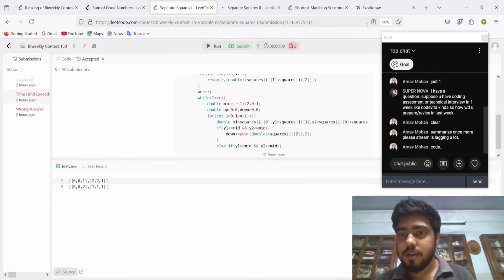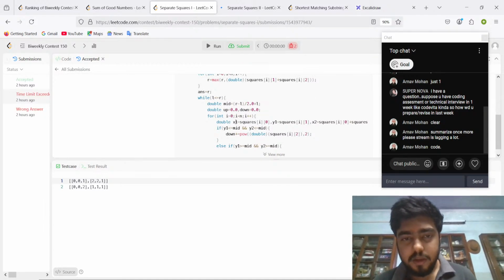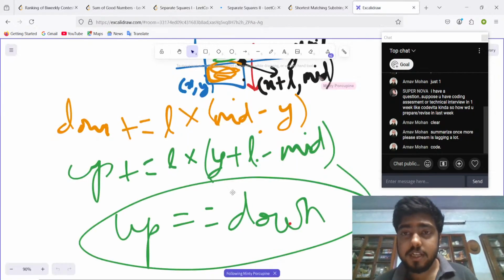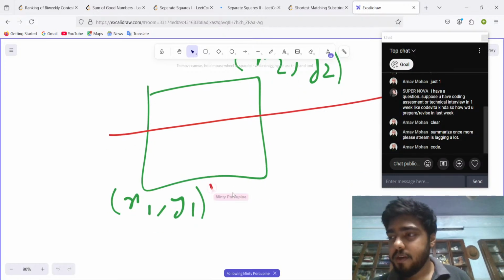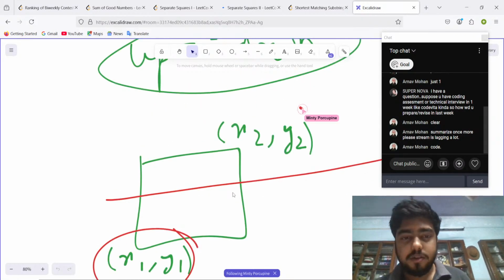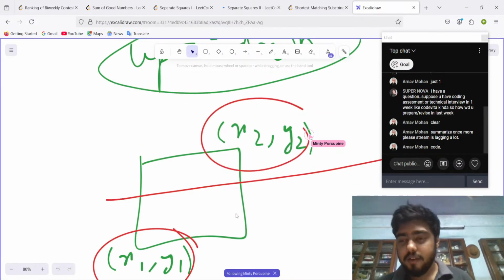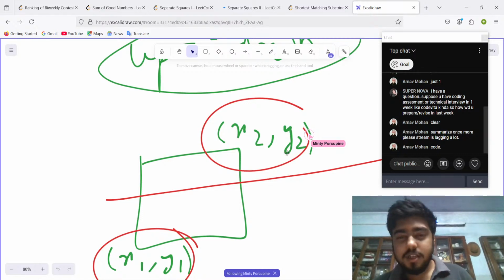What is up? The sum of areas above the line and the sum of areas below the line, up and down. Now you go through all the elements of squares and you find the values of x1, y1 and x2, y2. x1, y1 is this point and x2, y2 is this point. Yeah, there was a lag, I know. So these are the 2 points.